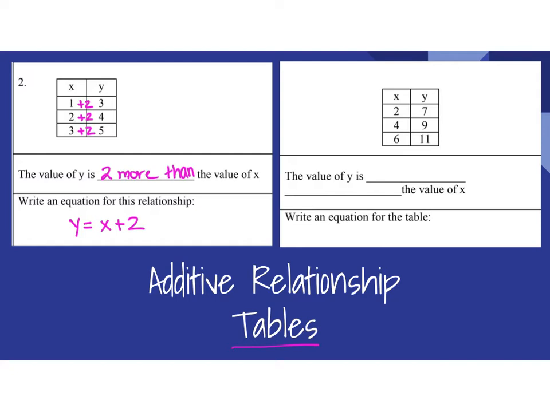In our table on the right, the pattern is to add 5 to get to y. So the description would read, the value of y is 5 more than the value of x. And we can write an equation for this table as well. Y equals x plus 5.